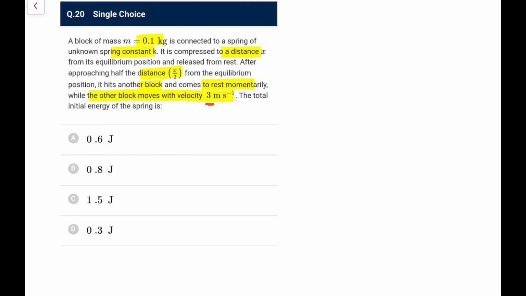So this velocity must be equal to 3 meter per second before coming to this. So at distance x by 2, we know v is equal to omega under root of a square minus x square, and that should be equal to 3 at that a by 2 point.